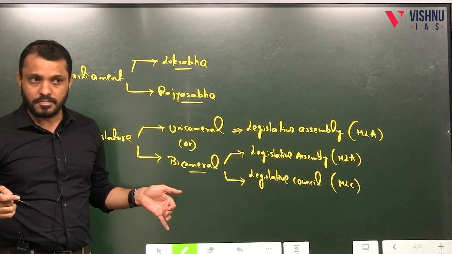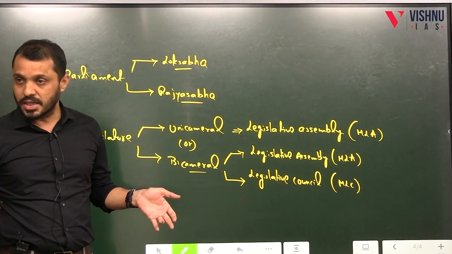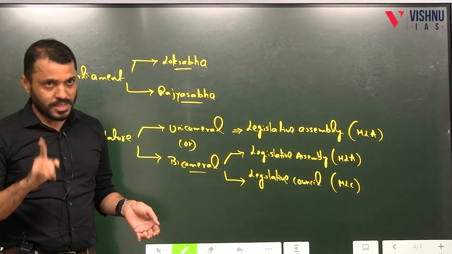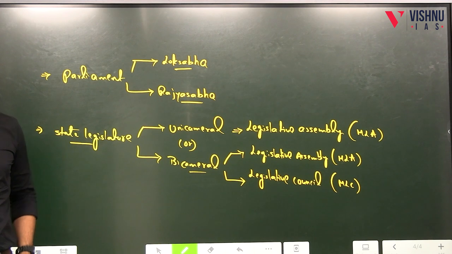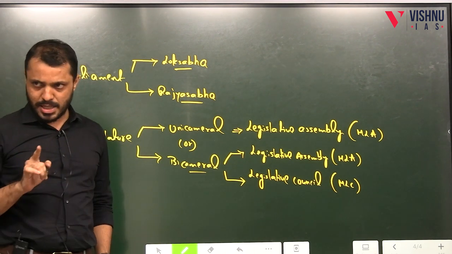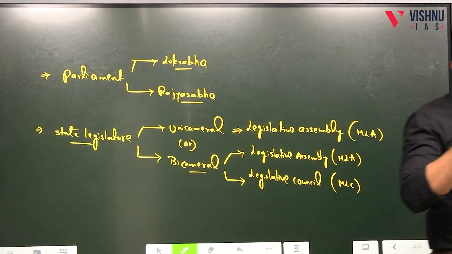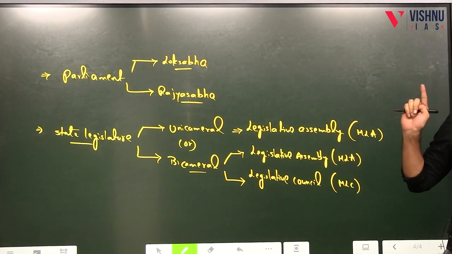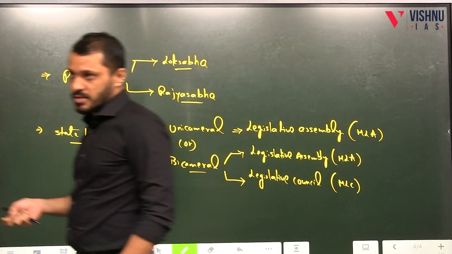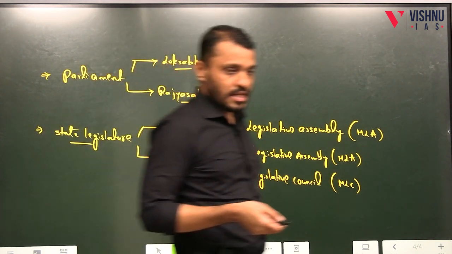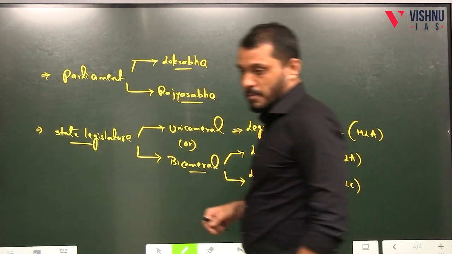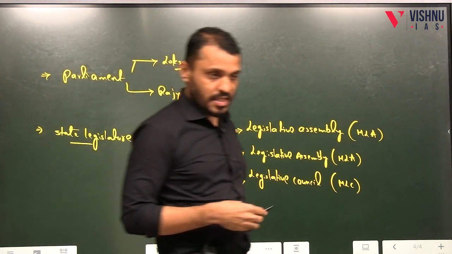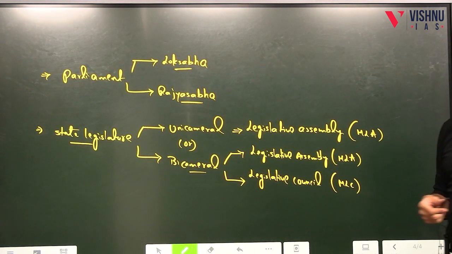Can you find MLC in Tamil Nadu? No. Jharkhand? No. Bihar? Yes. Maharashtra? Kerala? Karnataka? Yes. So you must understand, only 6 states in India contain both MLA and MLC. In the rest of the states, you can find only MLAs. A state may follow unicameral or bicameral, but whichever form it may be, legislative assembly is mandatory and legislative council is optional. In state legislature, legislative assembly is mandatory, whereas legislative council is optional.